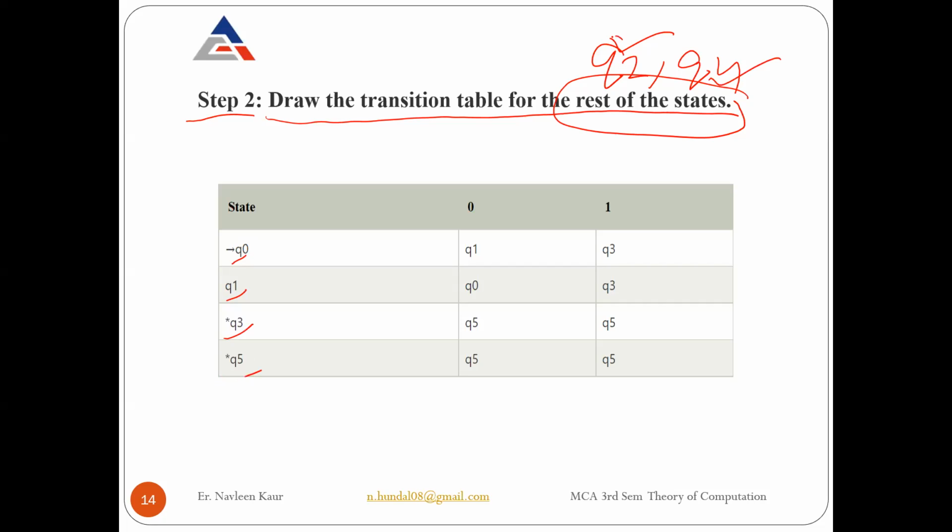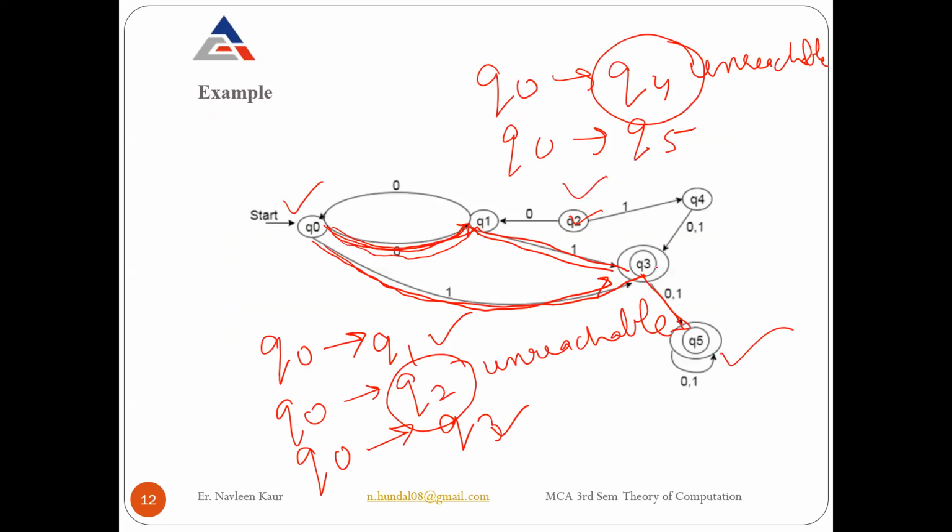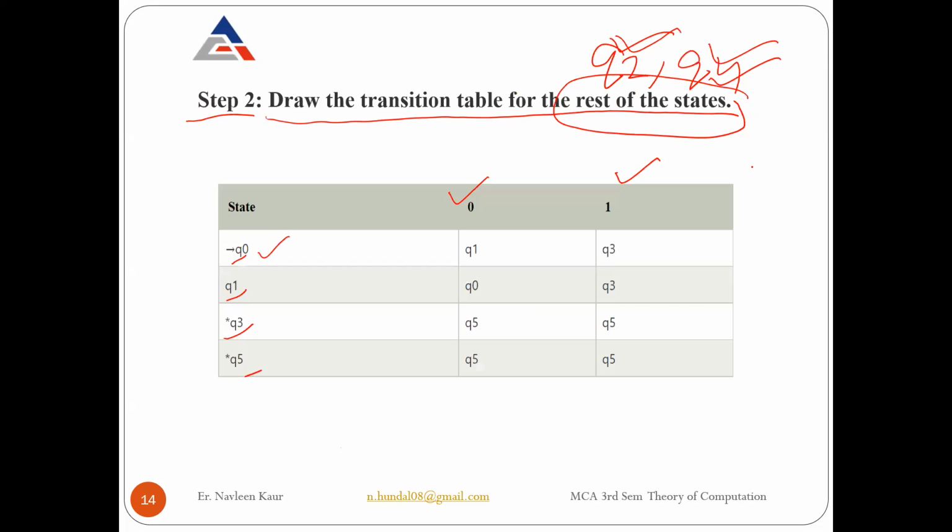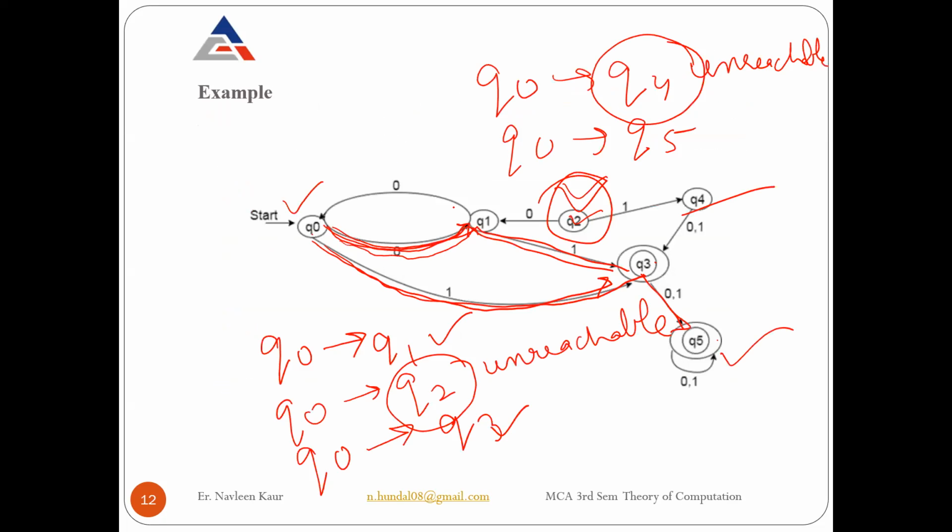Okay, so removing Q2 and Q4, we have these states left, and I am just generating the transition table for it, where Q0 is my starting state and Q3 and Q5 are the final states. Can you see? Q3 and Q5 are the final states. Q0 is the starting state, and I have not considered Q2 and Q4. I am just creating the transition table for the rest of the states. By looking at this diagram, I believe that you are able to generate this transition table.